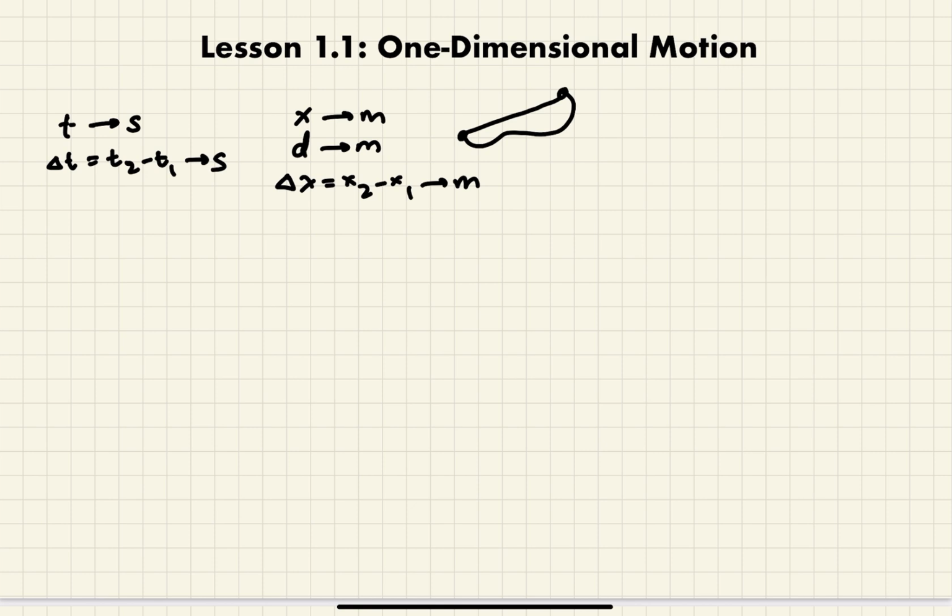Now, moving on to speed. Speed is not really denoted; I'm going to use an S because speed starts with S. Sometimes it's V with an absolute value around it. We'll get to why that is in a future video.